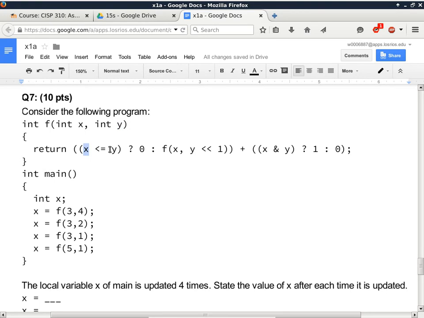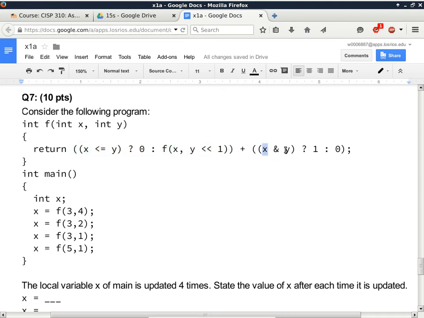3 is less than or equal to 4 is true. So it's non-zero. We've got to choose the first, so that would pick the 0 here, okay? So that 0 becomes the result of the first part of the addition. Okay? So, no recursion. Great. What about the second part?